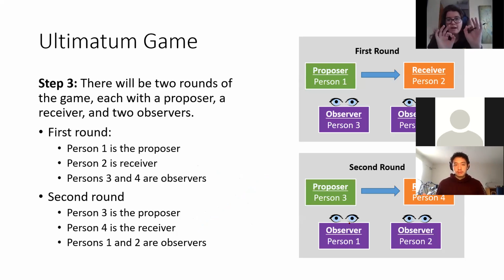There will be 2 rounds of this game in each breakout room. Each round will be the same, just the people will be switched around. So in the first round, person 1 is the proposer, person 2 is the receiver, and persons 3 and 4 are just observers. In the second round, person 3 is the proposer, person 4 is the receiver, and persons 1 and 2 are the observers. And now I'll explain what each of those roles means.